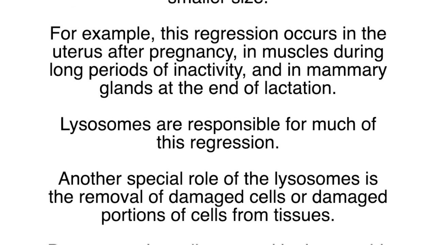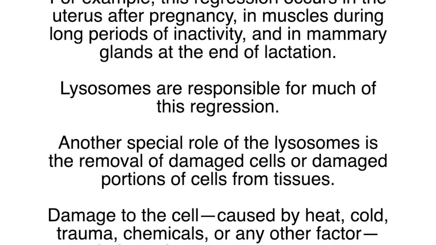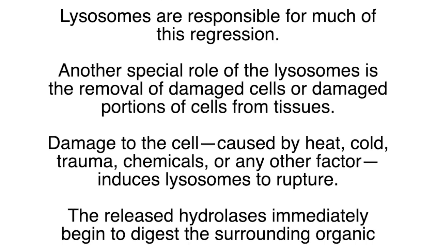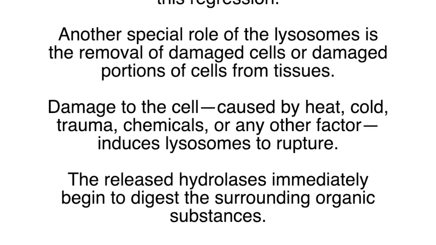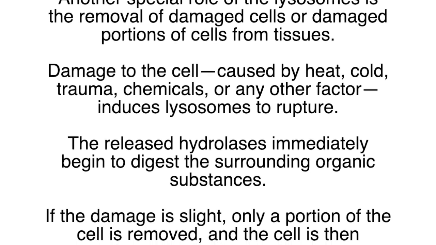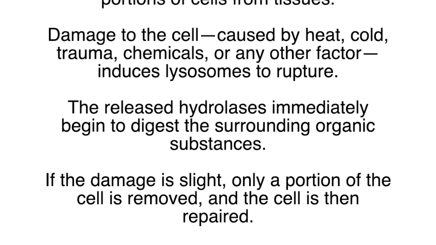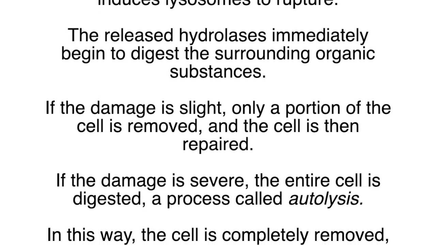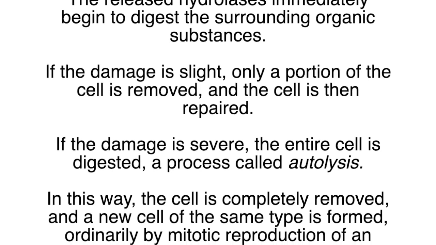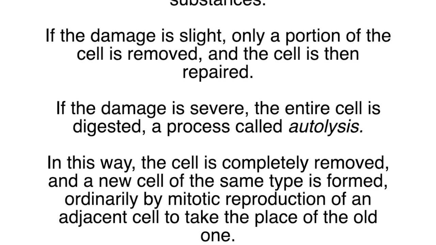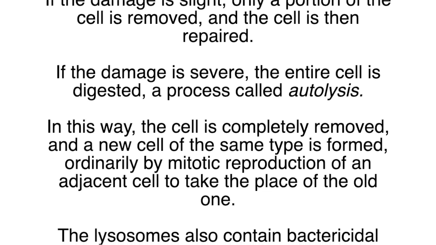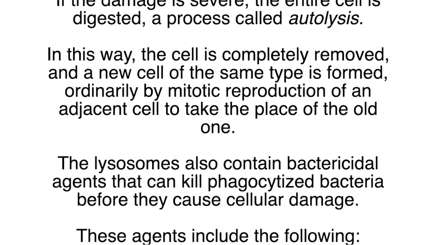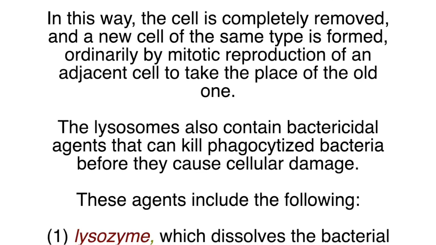Another special role of the lysosomes is the removal of damaged cells or damaged portions of cells from tissues. Damage to the cell caused by heat, cold, trauma, chemicals, or any other factor induces lysosomes to rupture. The released hydrolases immediately begin to digest the surrounding organic substances. If the damage is slight, only a portion of the cell is removed and the cell is then repaired. If the damage is severe, the entire cell is digested, a process called autolysis. In this way, the cell is completely removed and a new cell of the same type is formed, ordinarily by mitotic reproduction of an adjacent cell to take the place of the old one.